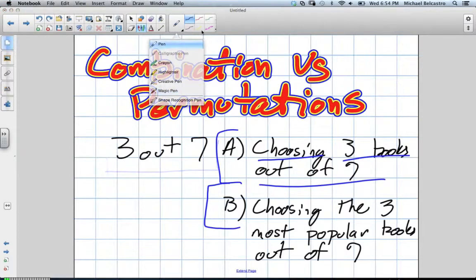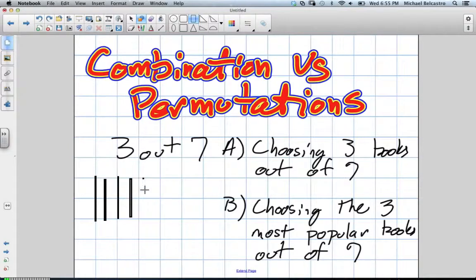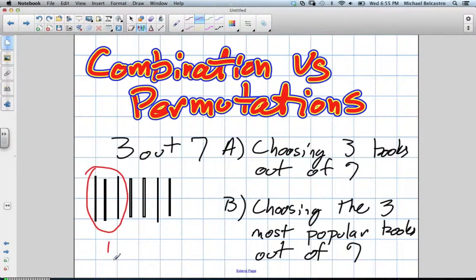Okay, so just to give you a visual on this, let's just think of it like this. Here's 1, 2, 3, 4, 5, 6, 7. So we have 7 books, right? We're just going to choose 3. Well, let's say we take the first 3. Well, there's one combination, right? Well, what if I rearrange it and I put this book over here, this book over here, and this book over here, and I chose the first 3? Did it change the 3 books I've moved? No. So the order of them is not important.